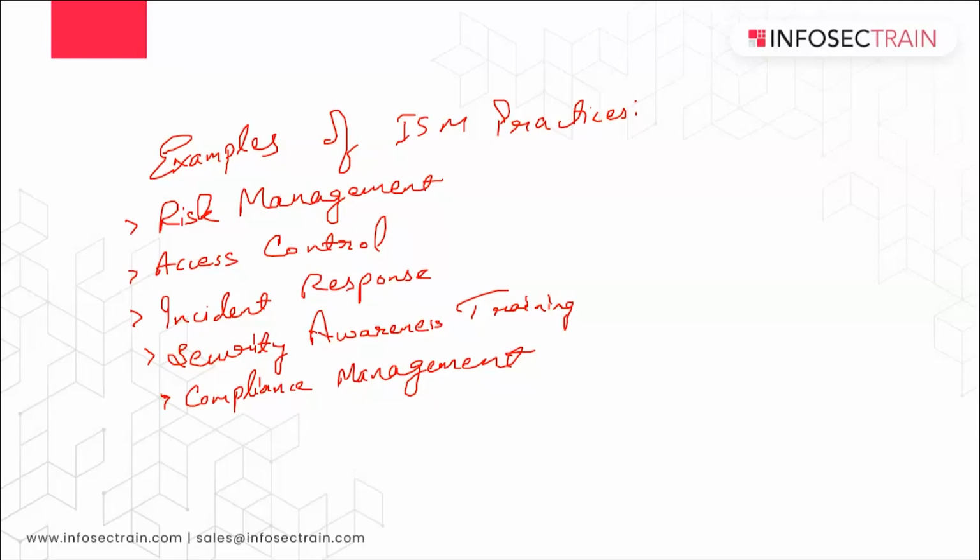Access control, if you talk about it, is the process of limiting access to sensitive information to only authorized personnel. It involves the use of various techniques like authentication, authorization, and encryption to ensure that only authorized individuals can have access to the sensitive data. We'll talk about it also later.